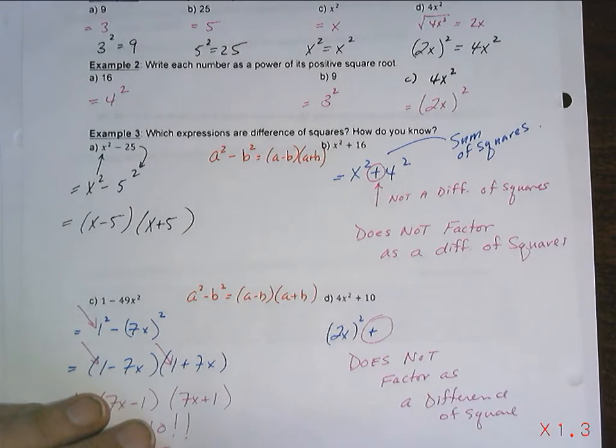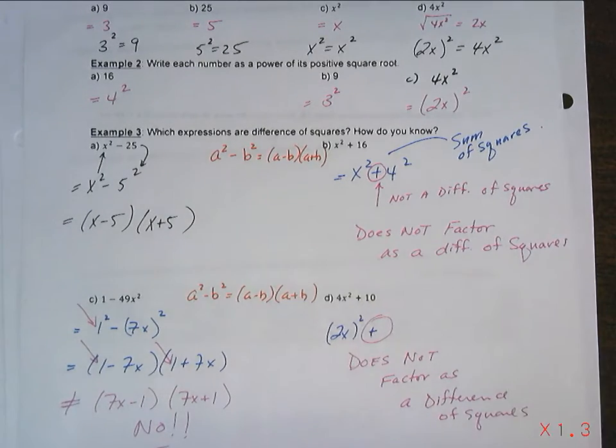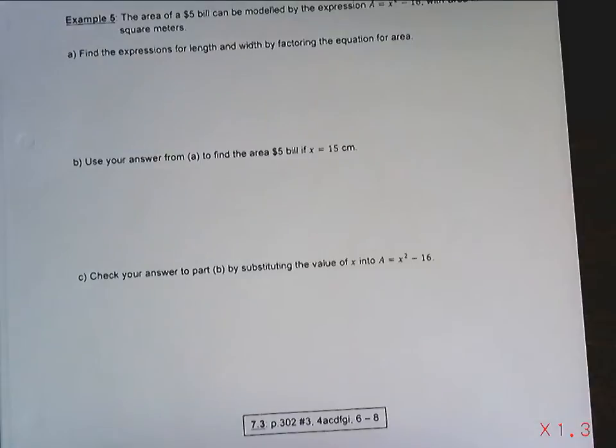Why not? Because it's not a difference of squares. First of all, it's not a difference, and second of all, 10 is not a perfect square, so it's not going to work out for me. Let's flip that over, and we go on to example 4.